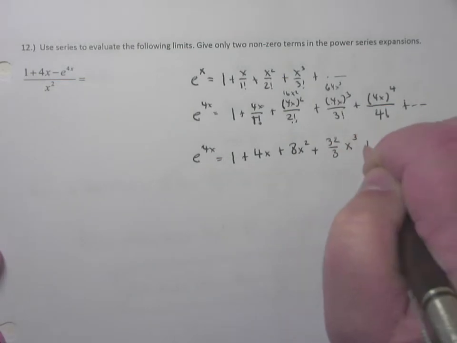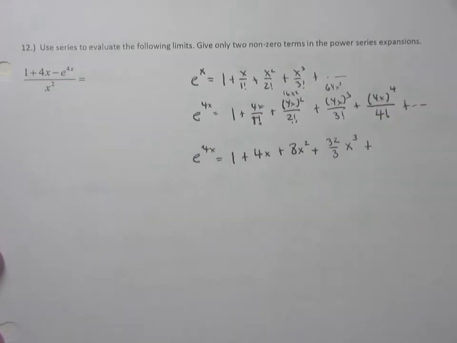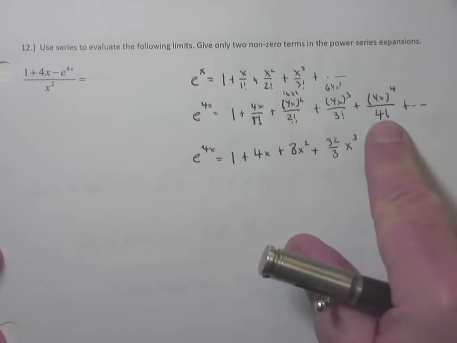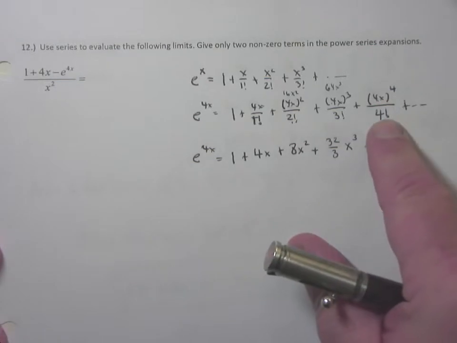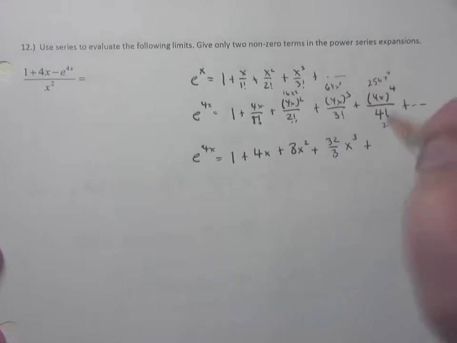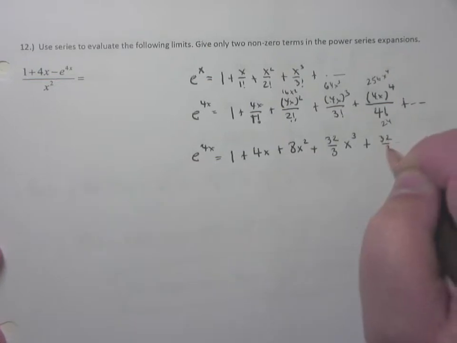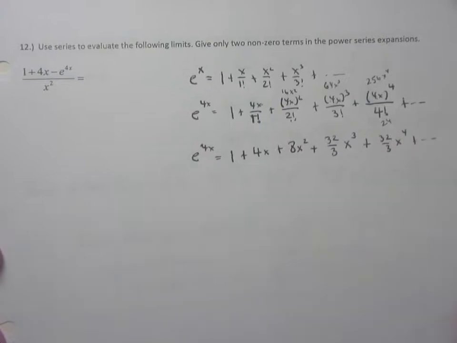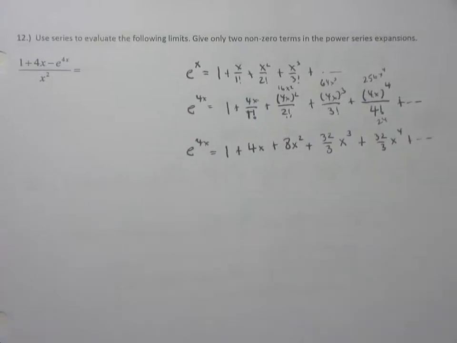And why not? One more for good measure here. 4 to the 4th. 4 raised to the 4th power is 256. Divided by 4 factorial. 4 times 3 times 2 times 1, that's 24. 256 divided by 24. And I'm going to write that up. This is 256 x to the 4th over 24. So 256 divided by 24 is again 32 thirds. That would be plus 32 thirds x to the 4th plus dot, dot, dot. This is my Maclaurin series for e to the 4x.